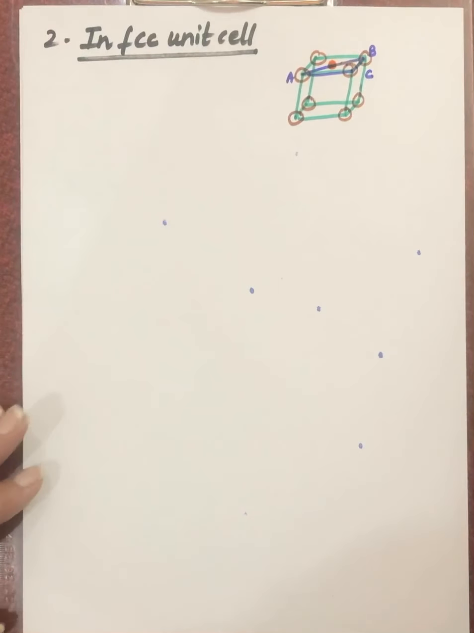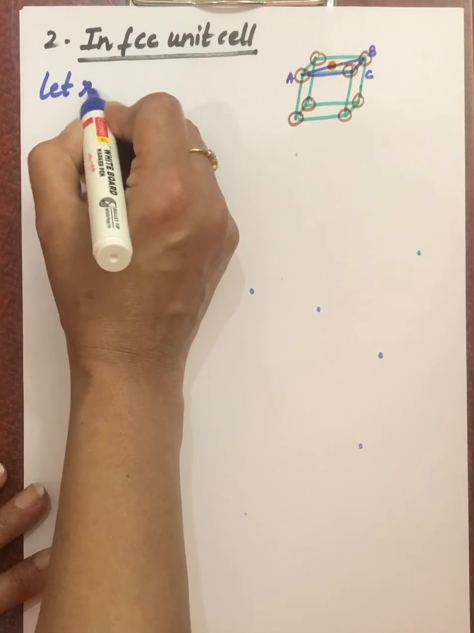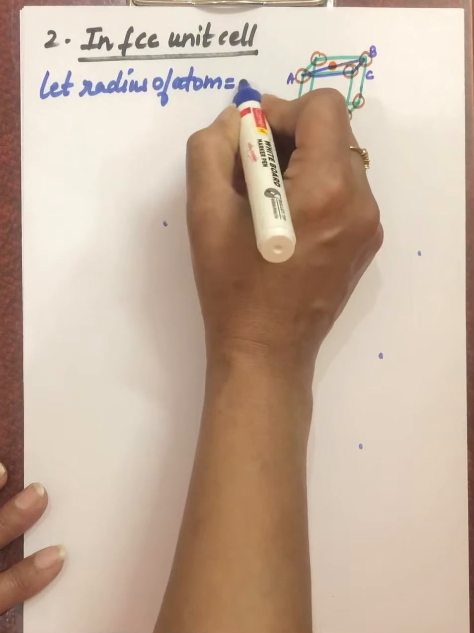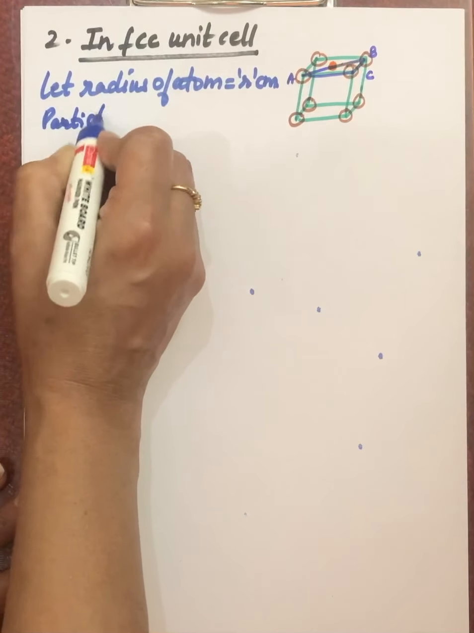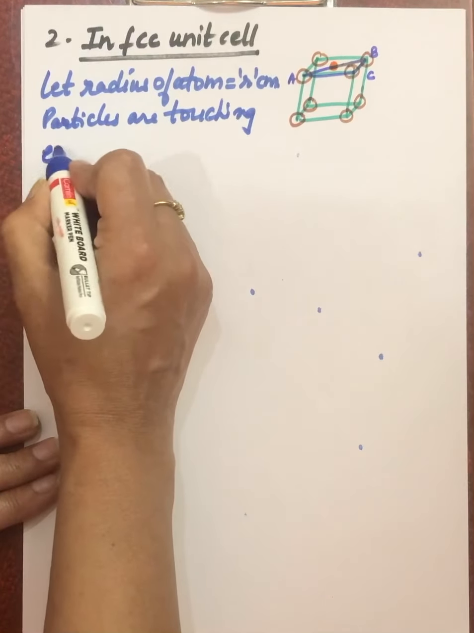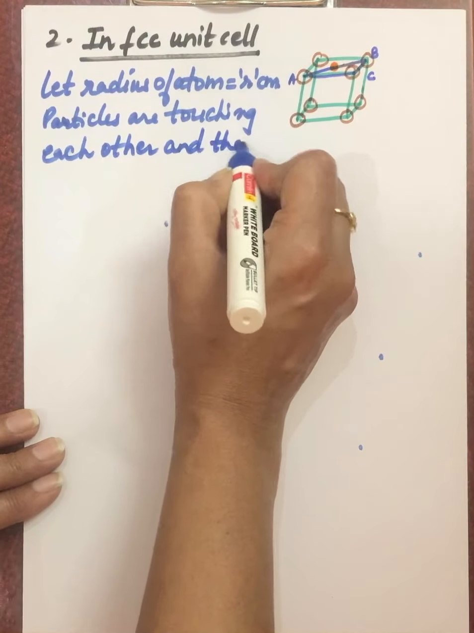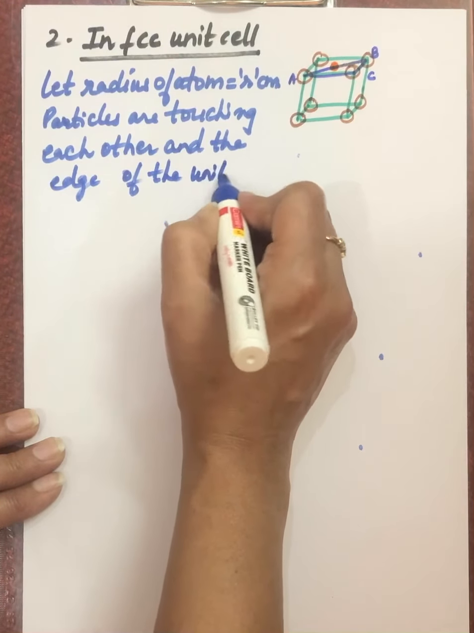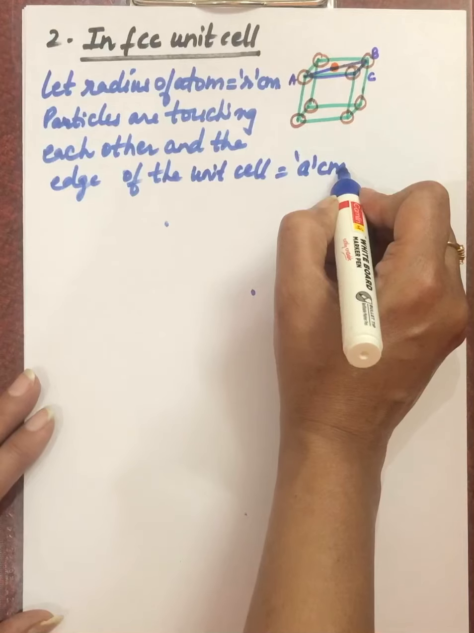So one triangle is formed here, A, B, C. Again, we are supposing let the radius of the atom be r centimeter. Particles are touching each other. And the edge of the unit cell, we are taking every time to be a centimeter. One side of the unit cell is a centimeter.